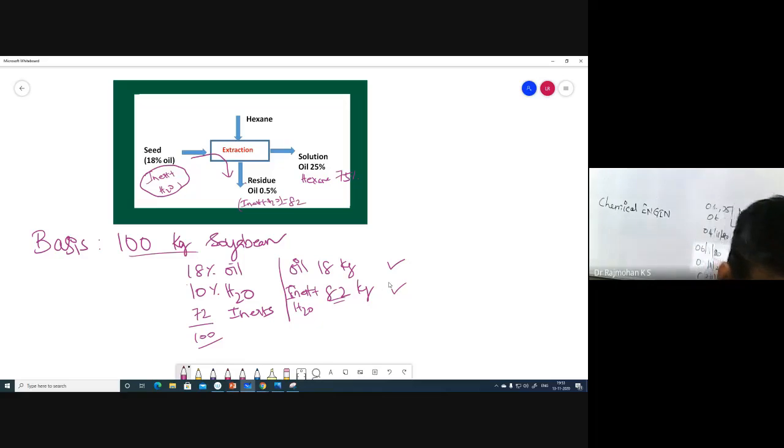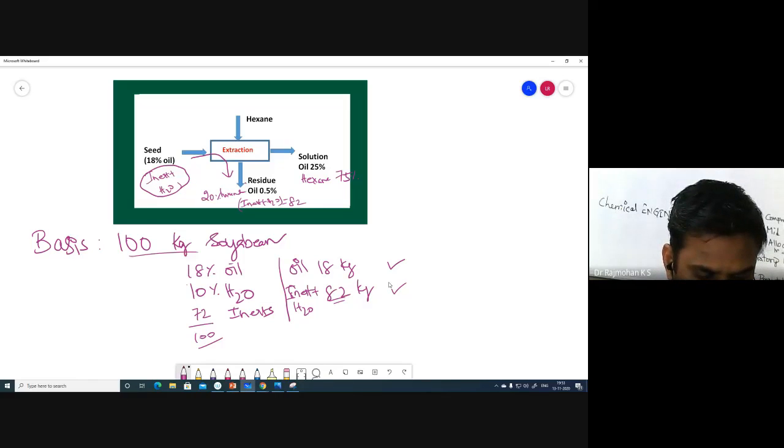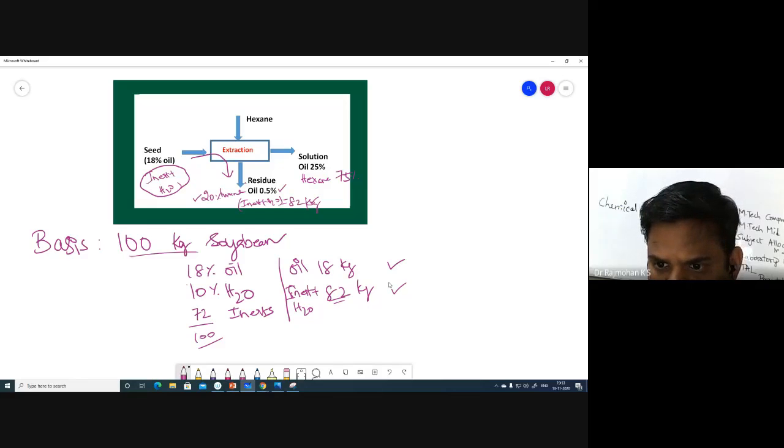The residue will contain 82 kg of this, and the residue composition is given. Residue contains 0.5% oil and 20% hexane. So this residue contains 0.5% oil, 20% hexane, and inert plus water 82. This is an amount, not a percentage, right? Whatever is the amount of inert and water entering in the seed will be present in the residue. That is the concept we should make use of.